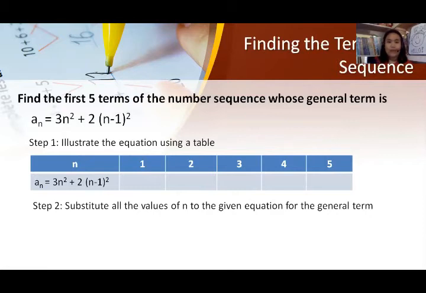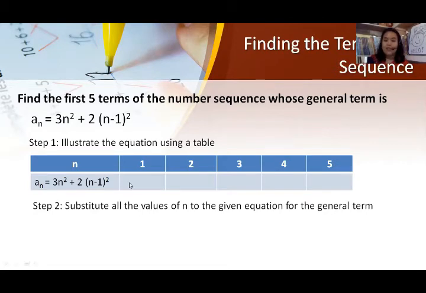Okay, next problem. Let's try to solve this one. Okay, ang sabi dyan, find the first 5 terms of the number sequence whose general term is 3n squared plus 2 quantity n minus 1 raised to 2. Following the same step-by-step process, let's illustrate this problem first using a table. Okay, so for our table, since ang hinahanap niya is 5 terms ulit, so ang values lang ng n natin is 1 to 5. Therefore, hinahanap niyang sequence is a finite sequence.